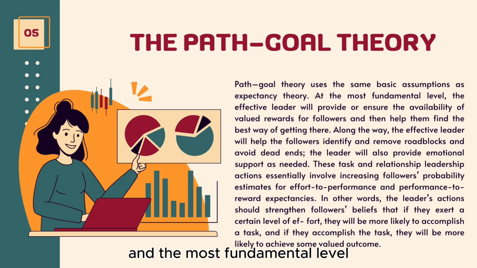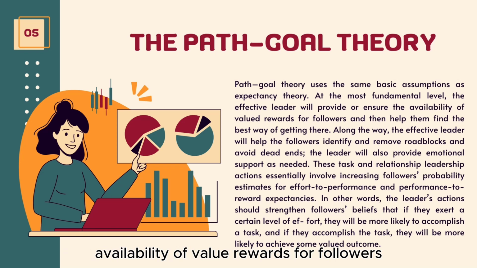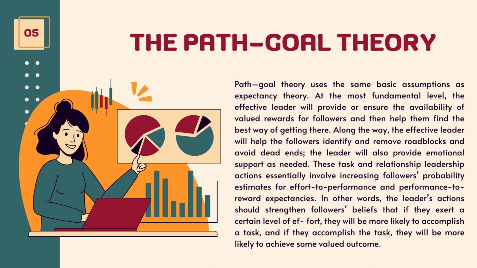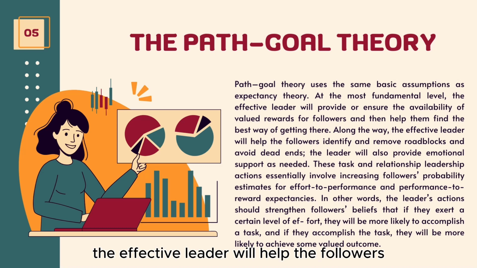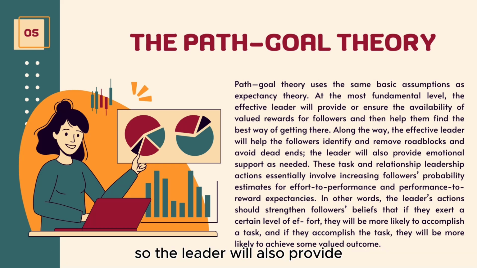At the most fundamental level, the effective leader will provide or ensure the availability of valued rewards for followers, the goal, and then help them find the best way of getting there. And also along the way, the effective leader will help the followers identify and remove roadblocks and avoid dead ends. So the leader will also provide emotional support as needed.